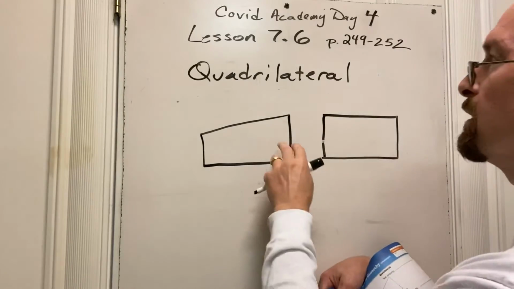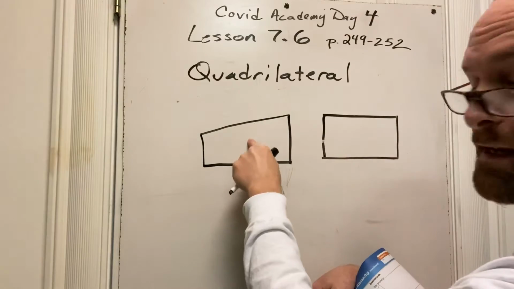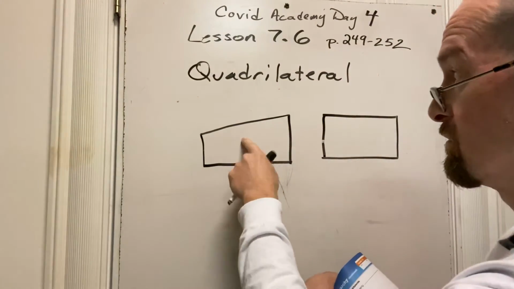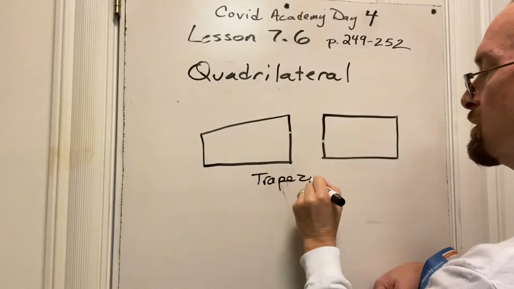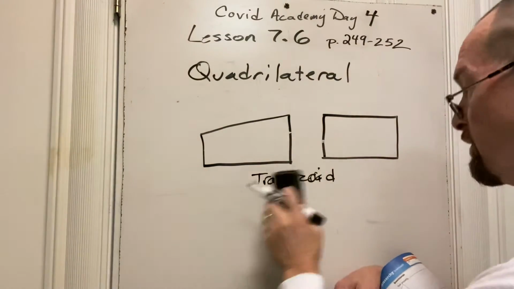So the bigger category, the biggest one, is quadrilateral. One of the next splits off from quadrilateral, we'll get to this next video, is trapezoid. So that's what a trapezoid means. Trapezoid. Okay, you got trapezoid. Let's move on to a kite.